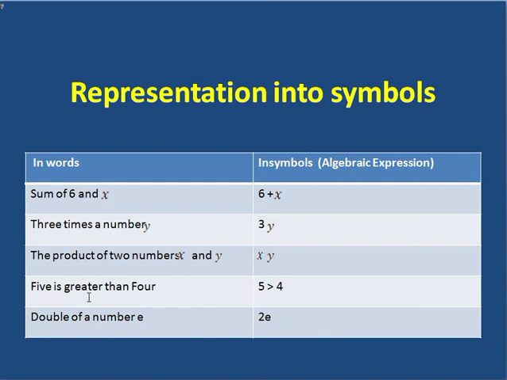5 is greater than 4. 5, symbol of greater than, 4. So 5 is greater than 4. Double of a number e. A number is e. Double of a number means you have to double it, or in other words you can say 2 times a number. So 2 multiplied by e, 2e.